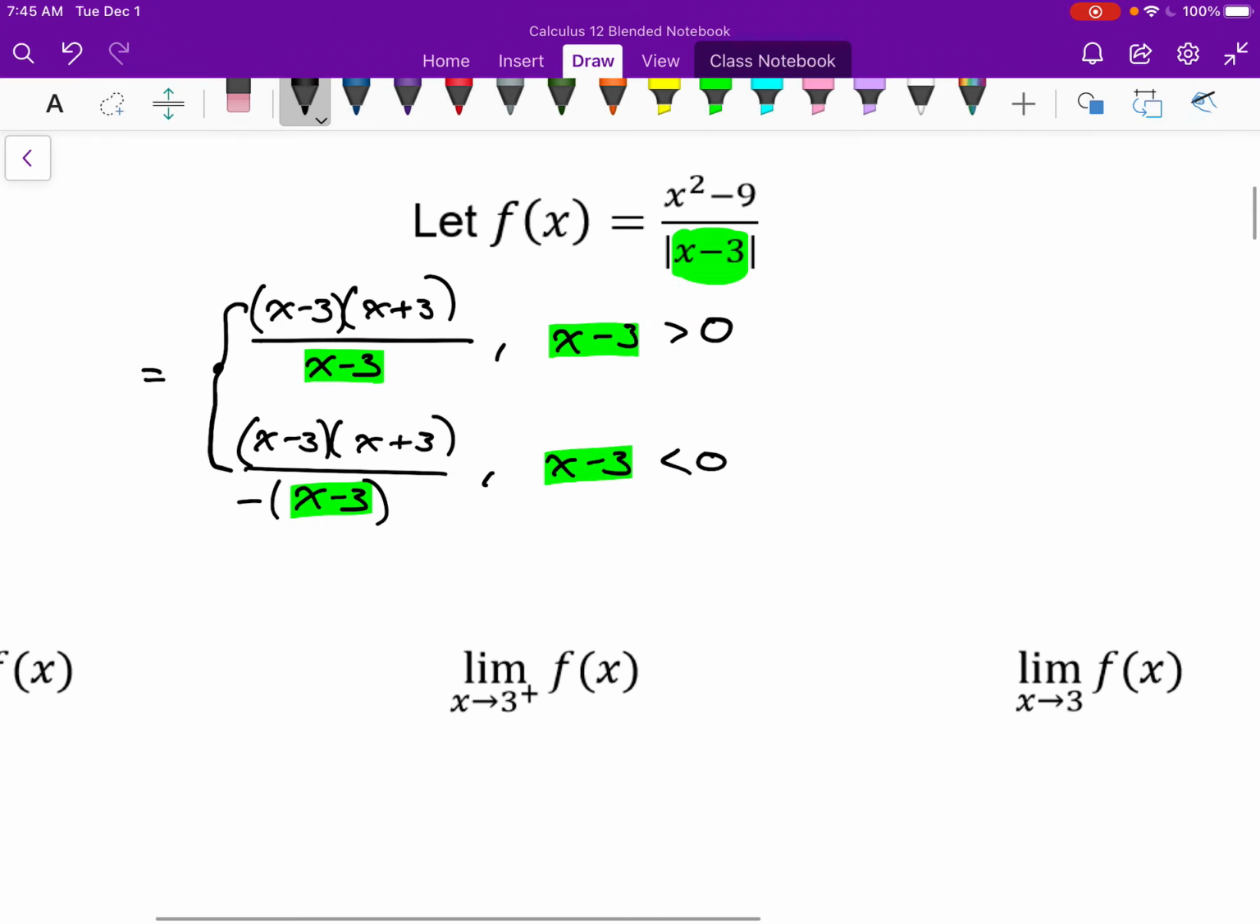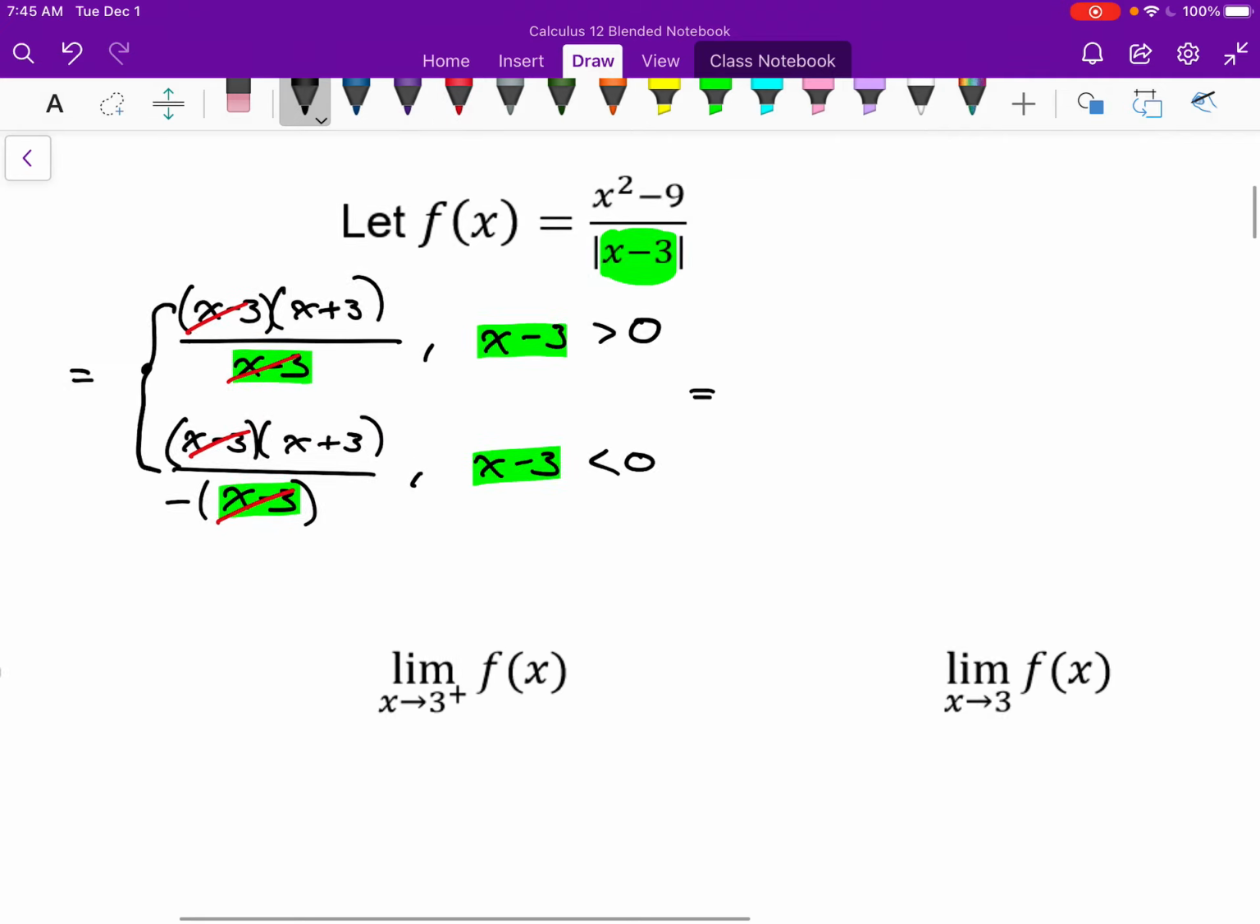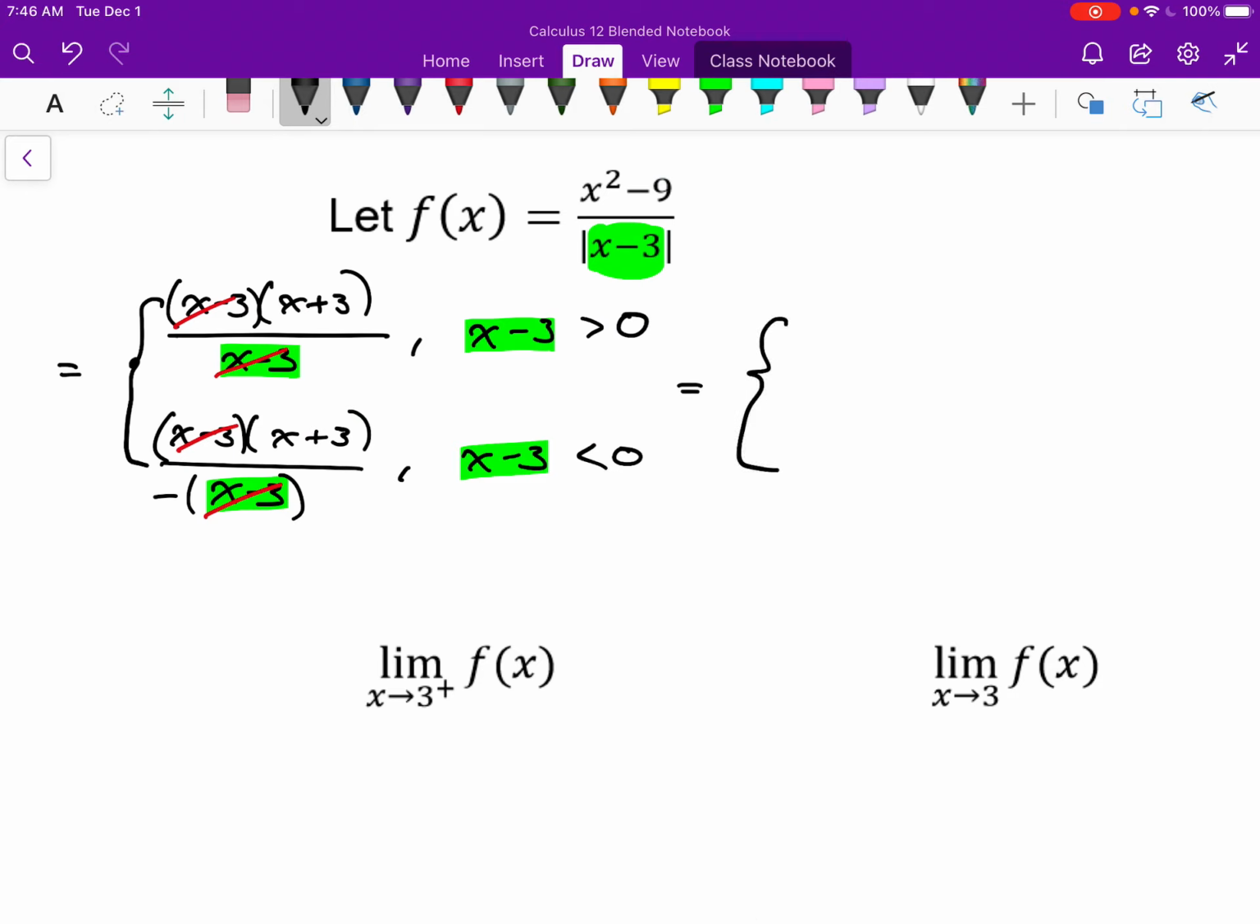And so notice I can cancel out a factor of x minus 3 here or here. So let me clean this up a bit. And so this ends up being the same as either x plus 3 over 1. So in fact, I'll just say x plus 3. And that's when x minus 3 is greater than 0, or if I add 3 to both sides of this inequality, when x is greater than 3. That's a simpler way of stating that.